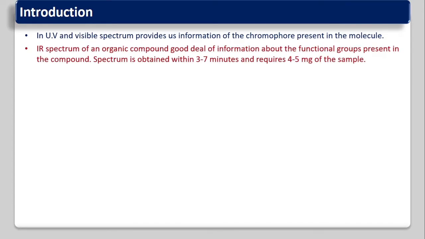The IR spectrum of a compound gives information about the functional groups present in the molecule. That may be one functional group or multiple functional groups. We can determine all the functional groups present in the molecule by using IR spectroscopy. The spectrum can be obtained within 3 to 7 minutes and requires 4 to 5 mg of sample. This is a very easy and simple spectroscopy. The instrument is also very simple.